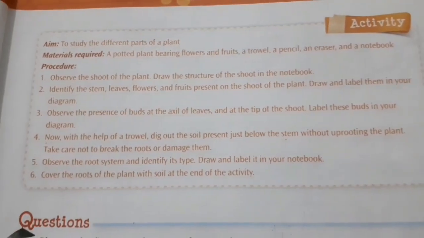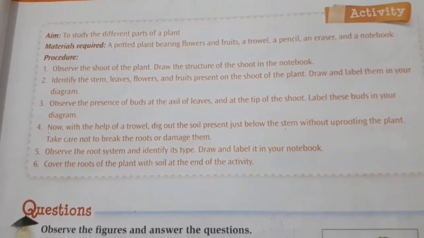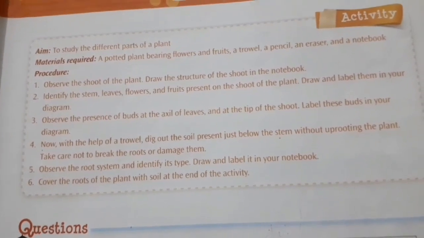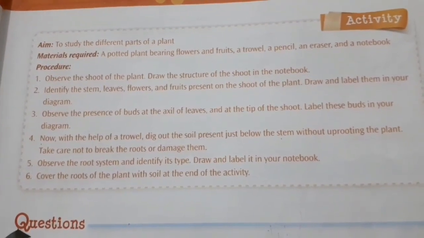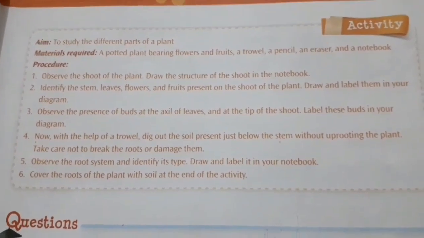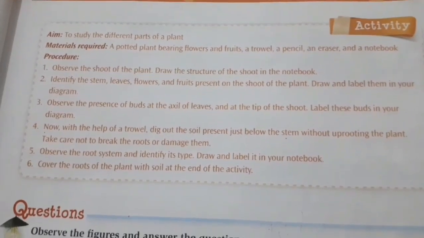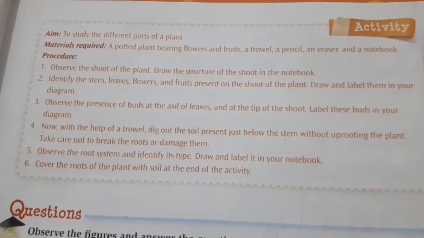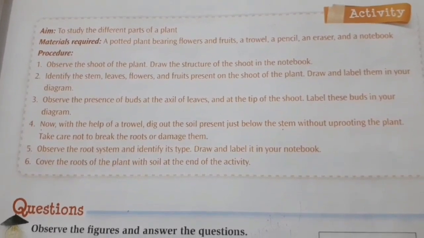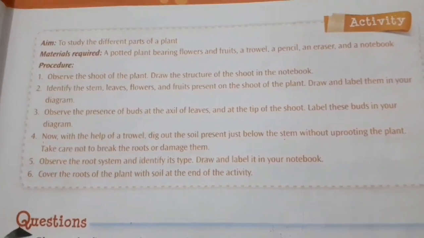Third, observe the presence of buds at the axil of leaves and at the tip of the shoot. Label these buds in your diagram. Now, with the help of a towel, dig out the soil present just below the stem without uprooting the plant. Take care not to break the roots or damage them. Observe the root system and identify its type. Draw and label it in your notebook. And cover the roots of the plant with the soil at the end of this activity.